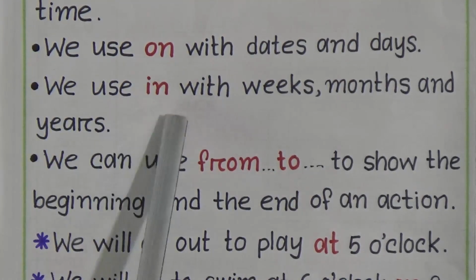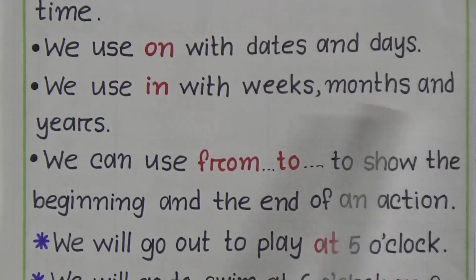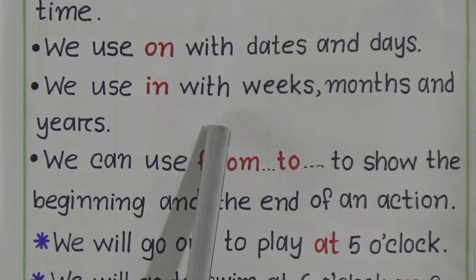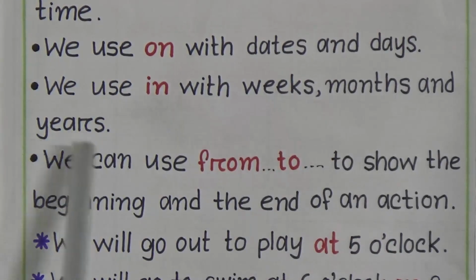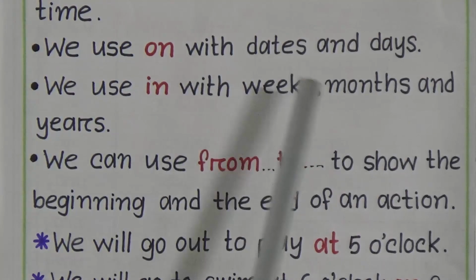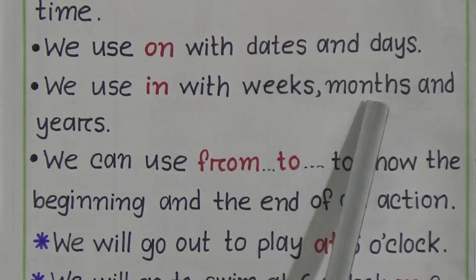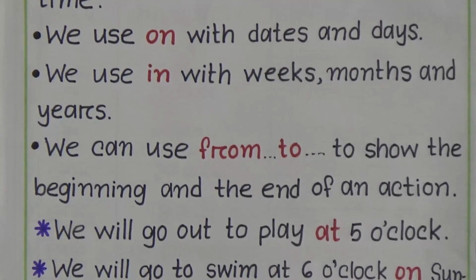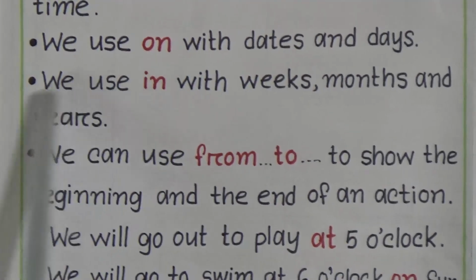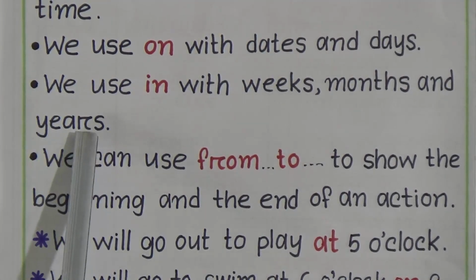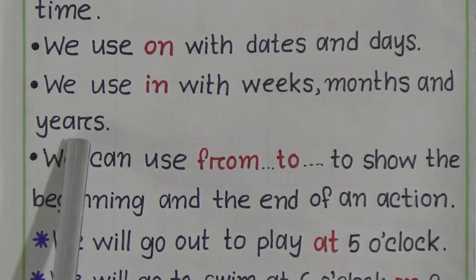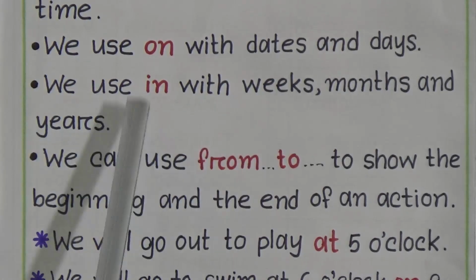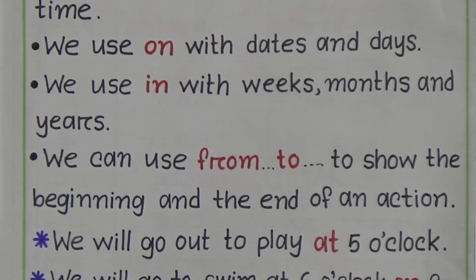Next, we use in with weeks, months, and years. So when we find the mention of any week or month, we know there are 12 months, January, February, March, like this, and years. You can say years like 1971, 2020, these are called years. So before weeks, months, and years, we have to use the preposition in.